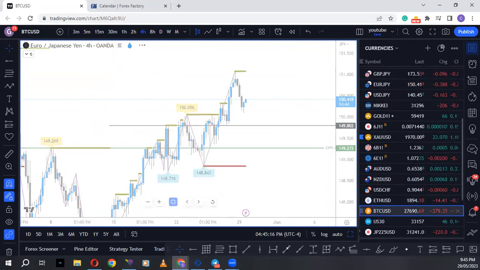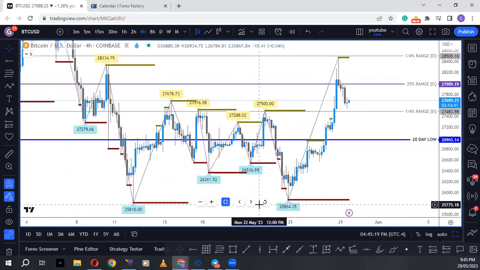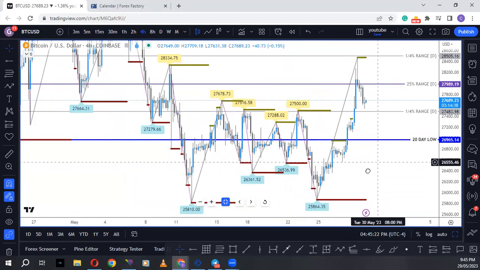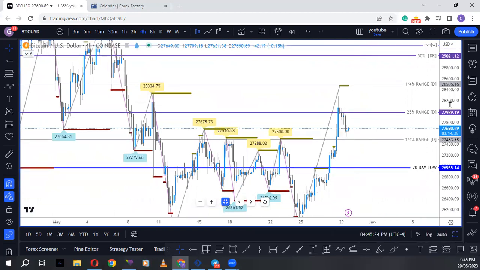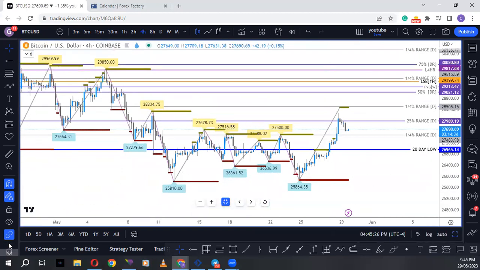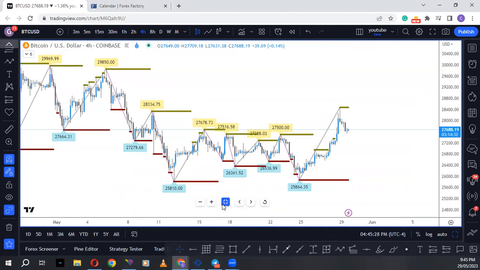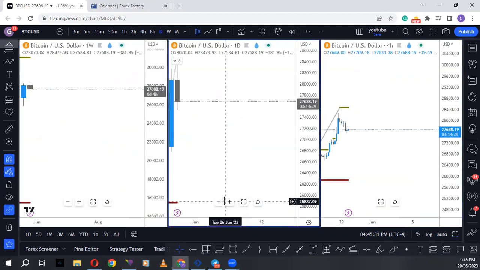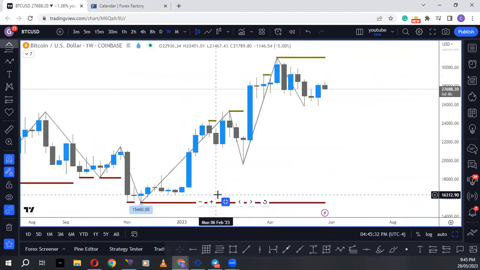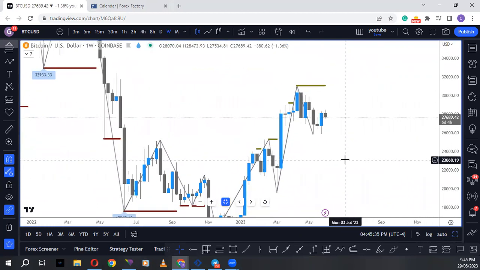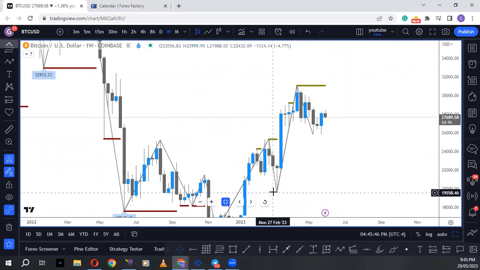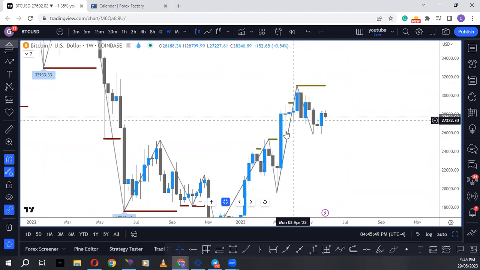Let's see, BTC. I did some analysis before. That's why I have all this on my chart. Let me remove all of them so I can basically see what I have on this chart. So let me start from the weekly. There's a possibility it might run up. Looking at it from the weekly, we have this low to this high.